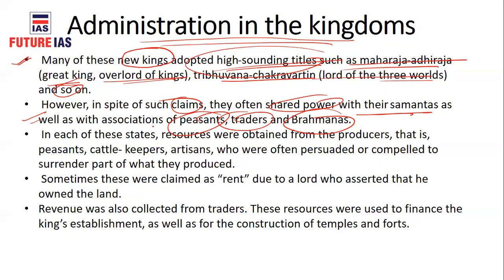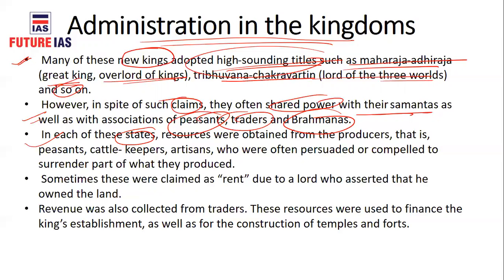Now, each of these states obtained resources, for example in terms of grain, from the producers, right? The peasants, cattle keepers, and artisans would be compelled to surrender a part of their produce to the king, because these kings used to collect that produce as a tax. And sometimes it was claimed as rent due to the lord, who asserted that he owned the land, and somehow this rent was paid to those landlords.